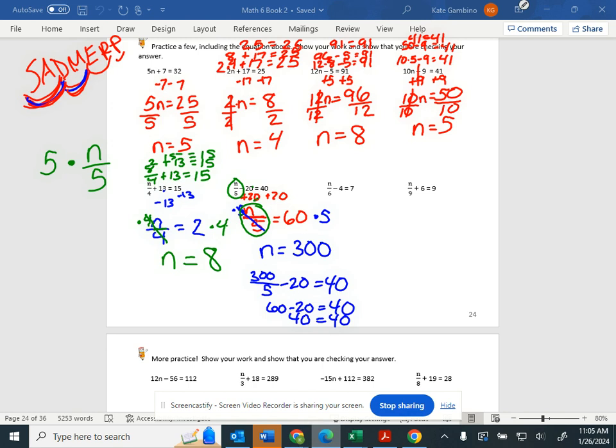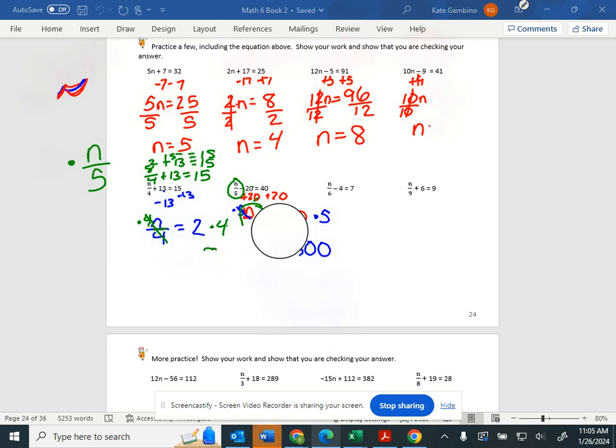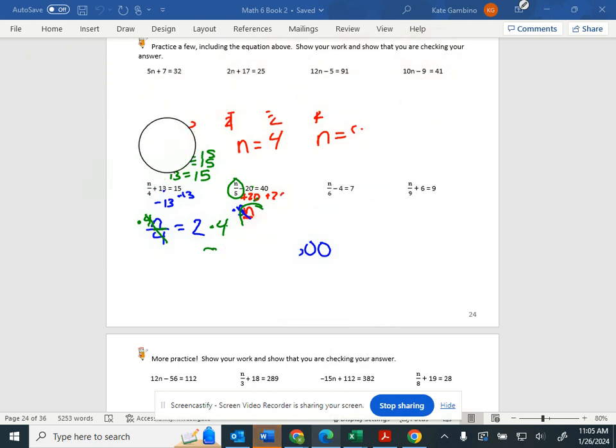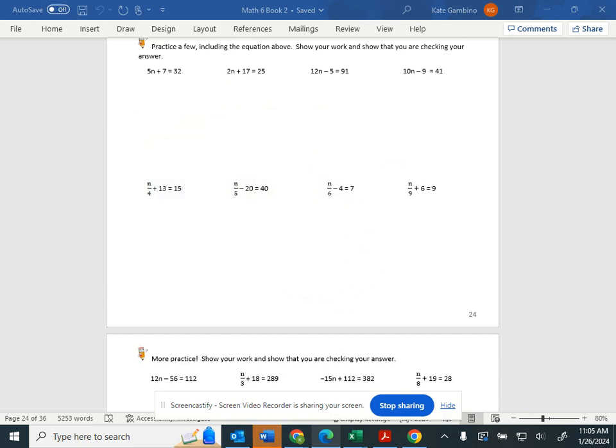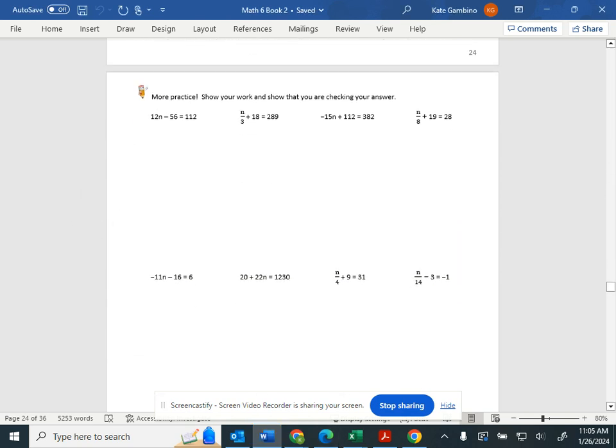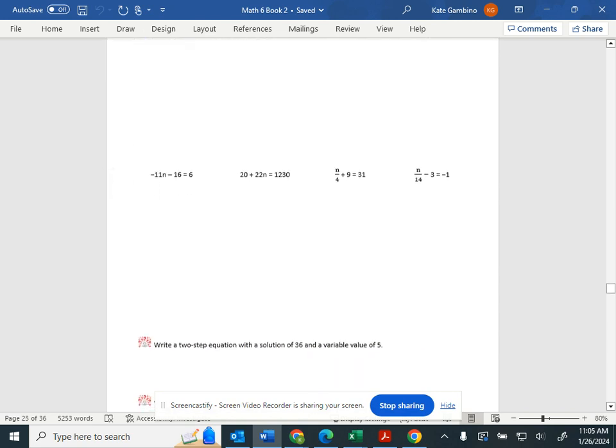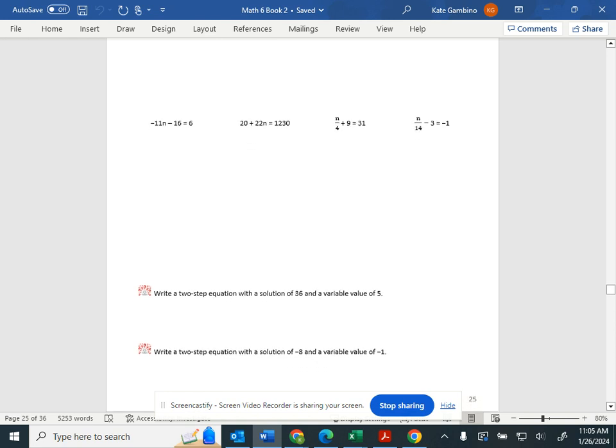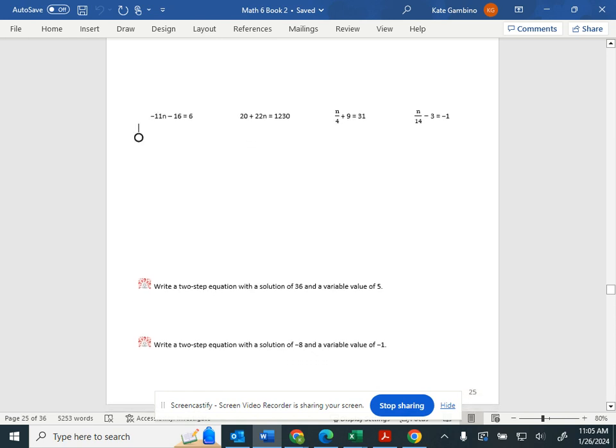So I want you to do these last two on your own. I wanted to show us something from the next page, because this is a 2-pager. Let's look at this one: 20 plus 22n equals 1,230. So everybody go to this problem right here on our second page. Everybody go to the second page. So put your book away, please, Layla. Put it away so we can focus on that.